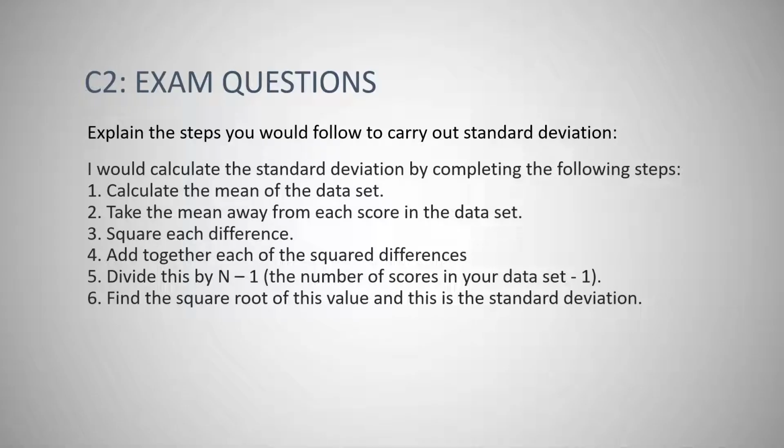I would calculate the standard deviation by completing the following steps. Number 1, calculate the mean of the dataset. Number 2, take the mean away from each score in the dataset. Number 3, square each difference. Number 4, add together each of the squared differences. Number 5, divide this by n minus 1, so n being the number of scores in your dataset minus 1. Number 6, find the square root of this value, and this is the standard deviation.